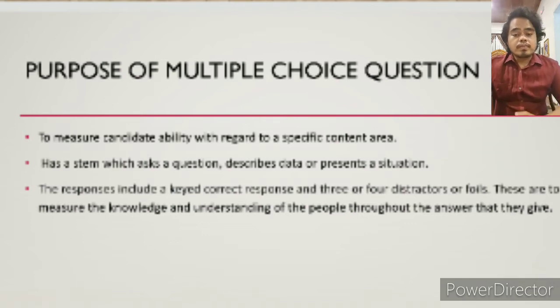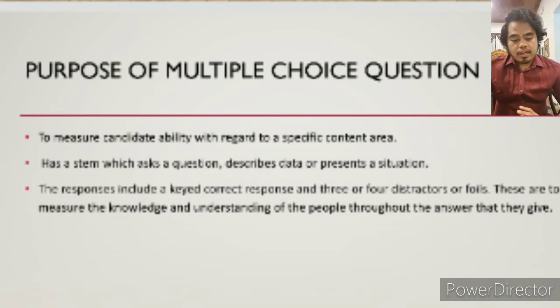The response includes a correct response and three or four distractors or foils. For example, there is a question like A, B, C, where they might make you choose the correct answer. These are to measure the knowledge and understanding of the people through the answers that they give.